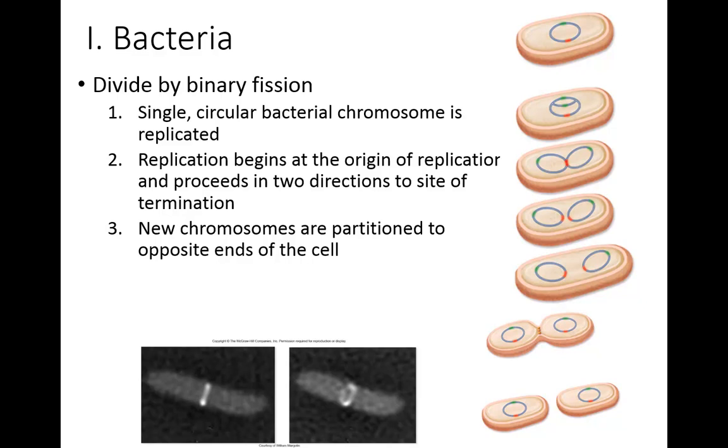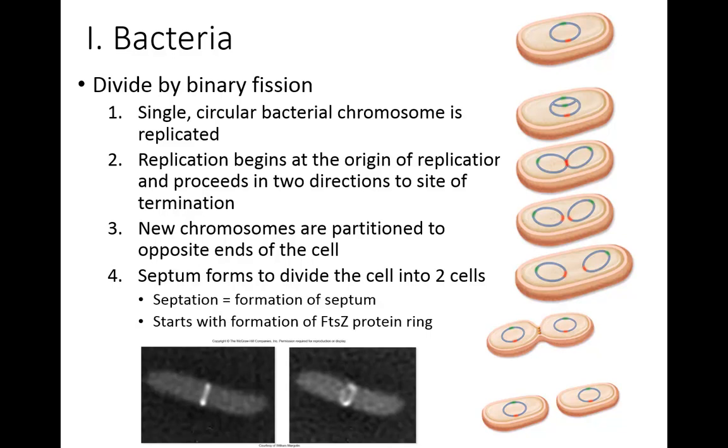two new chromosomes. Then they go to the opposite ends of the cell, and a septum forms and divides the cell into two different cells. Septation is the process by which a septum is formed, and the proteins involved in making the septum are called FtsZ proteins. They make a ring around the middle of the bacteria, cut it off and divide it into two.